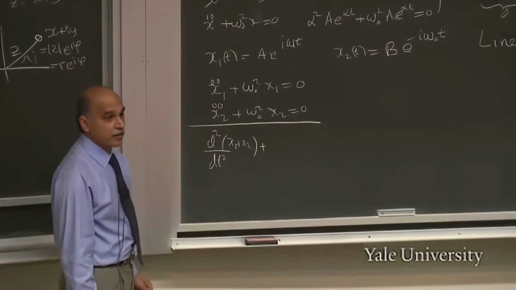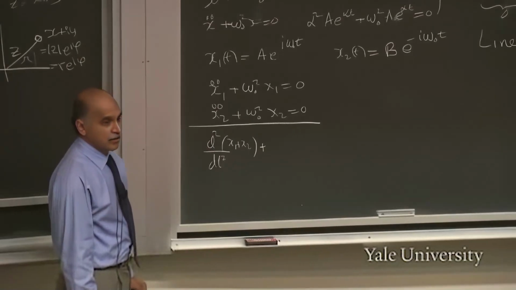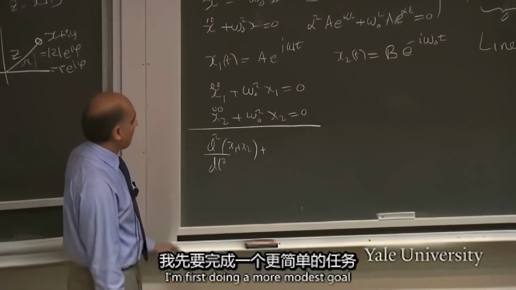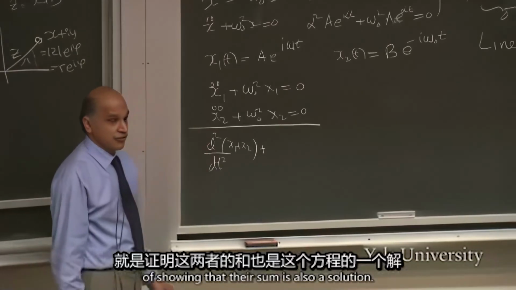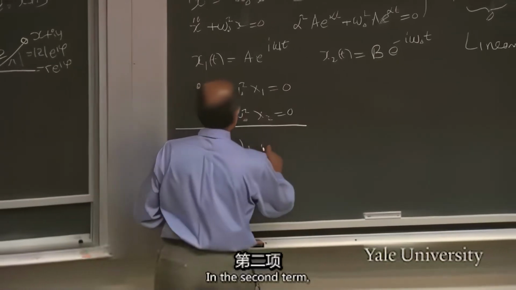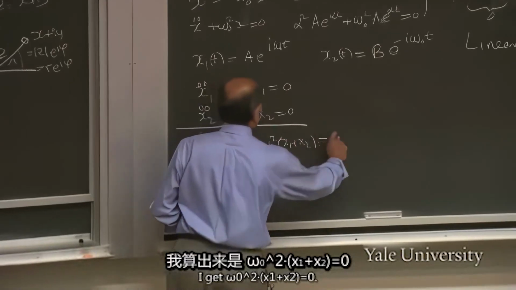Yep? So because you have these two linear solutions, does that mean you can sort of generate an infinite set of solutions? Yes. I'm coming to that in a minute. I'm first doing a more modest goal of showing that their sum is also a solution. In the second term, I get omega 0 squared times x1 plus x2 equal to 0.